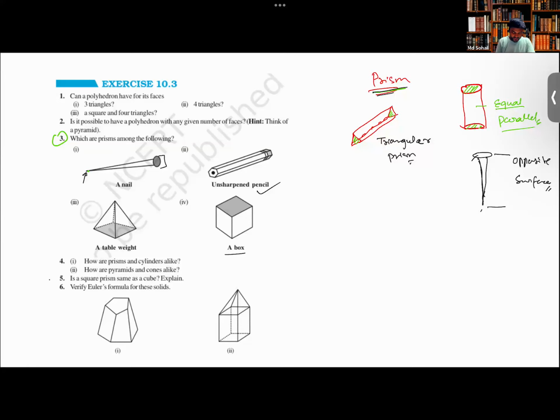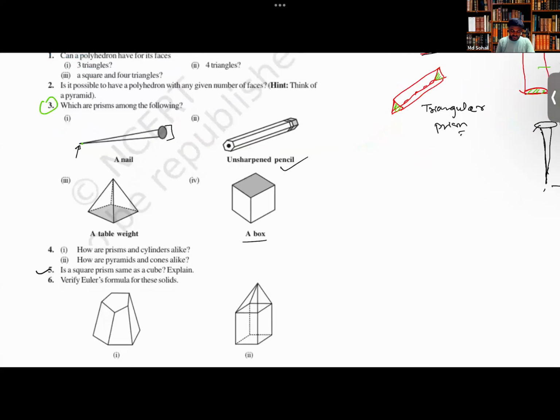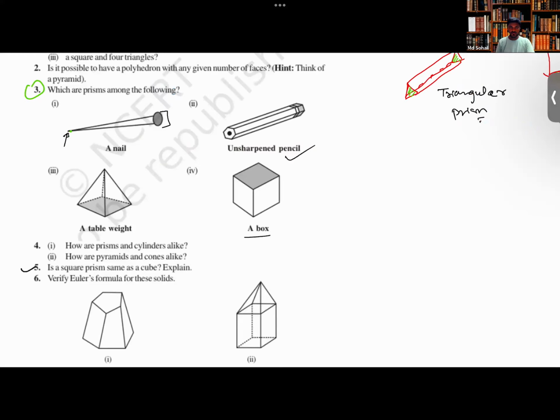Okay, see question number 5. Is a square prism same as a cube? Yes, we can say that. How do you explain it? It has parallel sides and the area of both the squares are the same. Yes, both opposite polygons, the opposite squares, are the same.